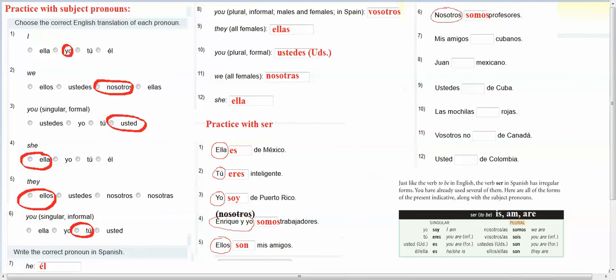Mis amigos blank cubanos. Who's Cuban? Mis amigos, which is the same thing as saying my friends. Well, my friends isn't in our chart. So whenever you end up with a noun as your subject, you're going to have to change it in your mind, at least, to a pronoun in order to use your chart. I couldn't replace my friends with I or you, but I could replace it with they. I could either say my friends are Cuban, or they are Cuban, and the sentence gives you basically the same information. They in Spanish is ellos.